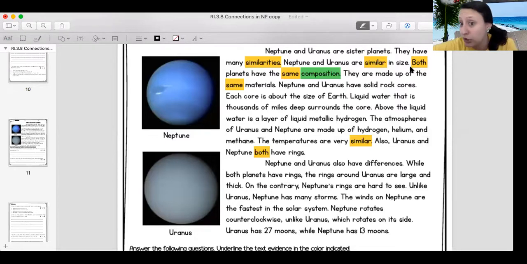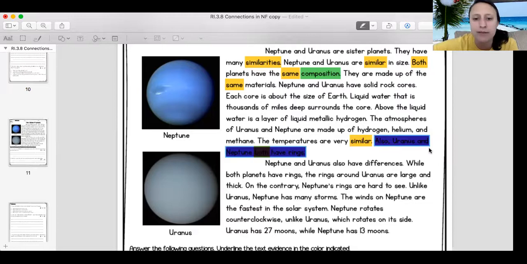It says they're similar in size. Okay, yeah, but let's find one a little bit further down because that will prove the whole thing. More than likely it's going to be about how they are all the same. Oh, look right here. I'm going to just highlight this last sentence. It says also Uranus and Neptune both have rings. Now it took away the yellow here, but we know that both is one of those signal words.